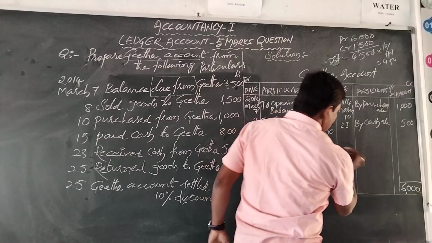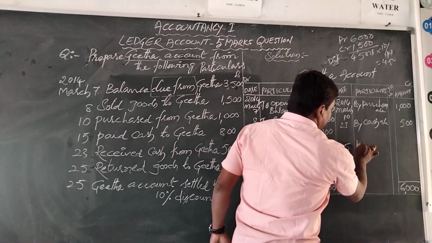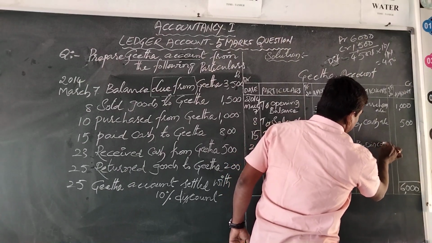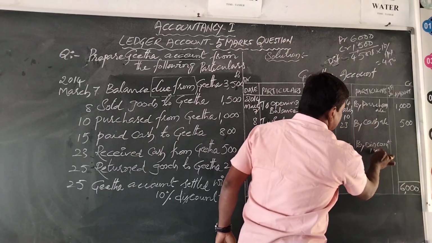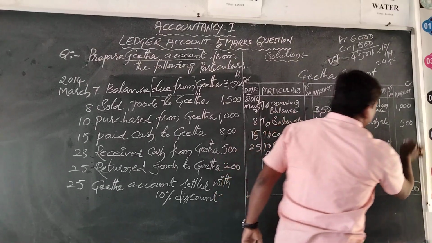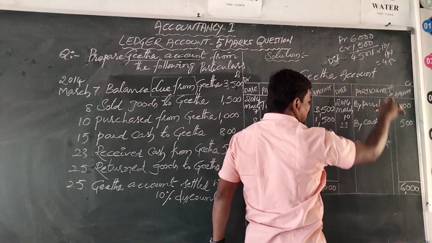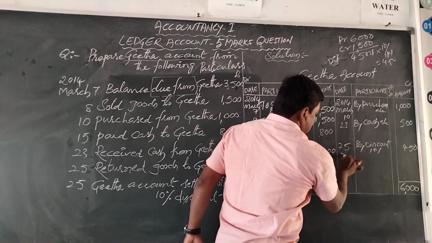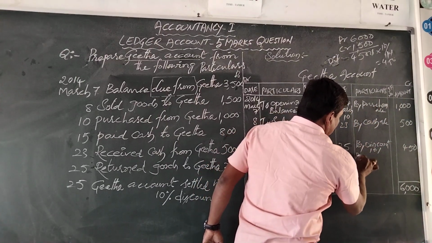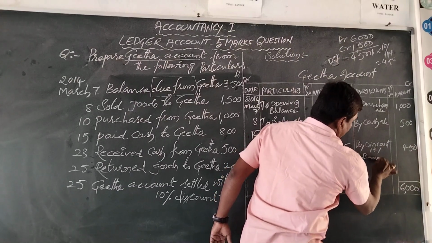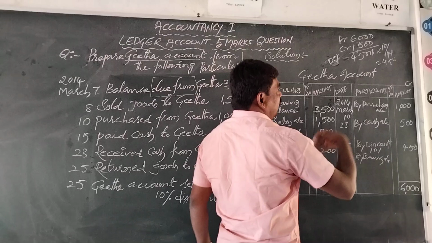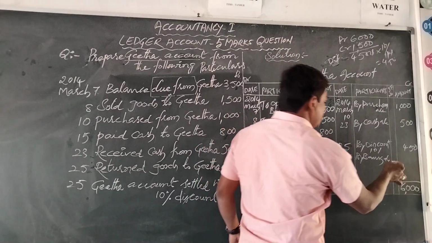So how can we write this? You see, by discount we can write 10% discount here. That we calculated in the working notes, rupees 450. And on the same date, 25th, by bank account, the remaining balance we collected from Geeta, that is 4,050.